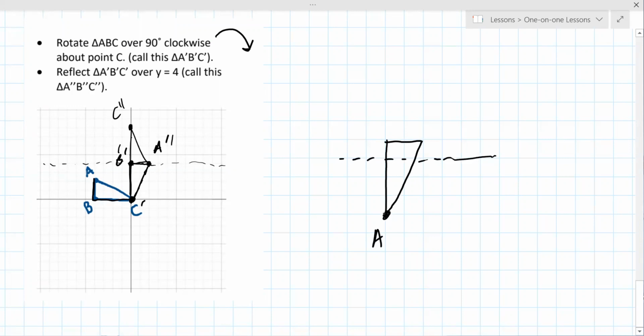So let's just say this is A. I'm 3 units away, so I go up 3 units. B is 1 unit away, but going this way, so it comes onto this side. And then same thing with C. It's 1 unit away, but it comes down here. So it can actually finish up on itself. Okay, overlap onto itself.